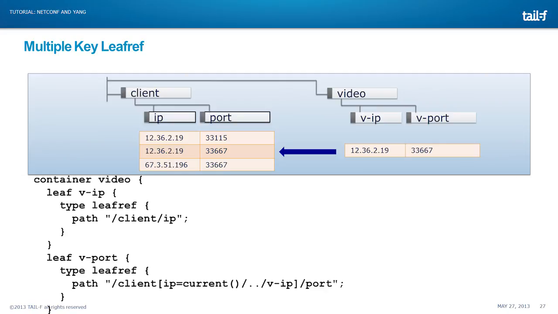So declaring the first key of VIP is simple. We do a typedef or a type of leafref that has the path of client IP. Now, if you look at that populated example, you see client IP 123.6.219 appears twice with two different port numbers.